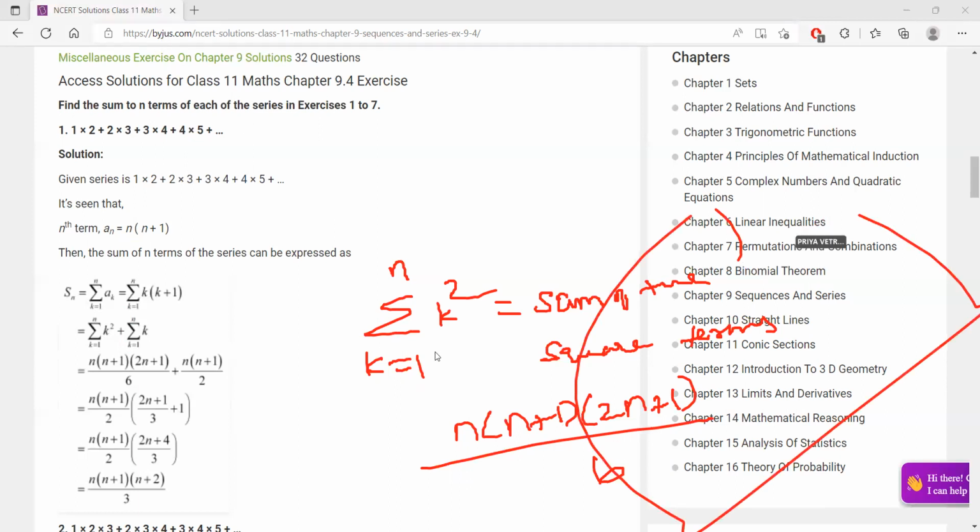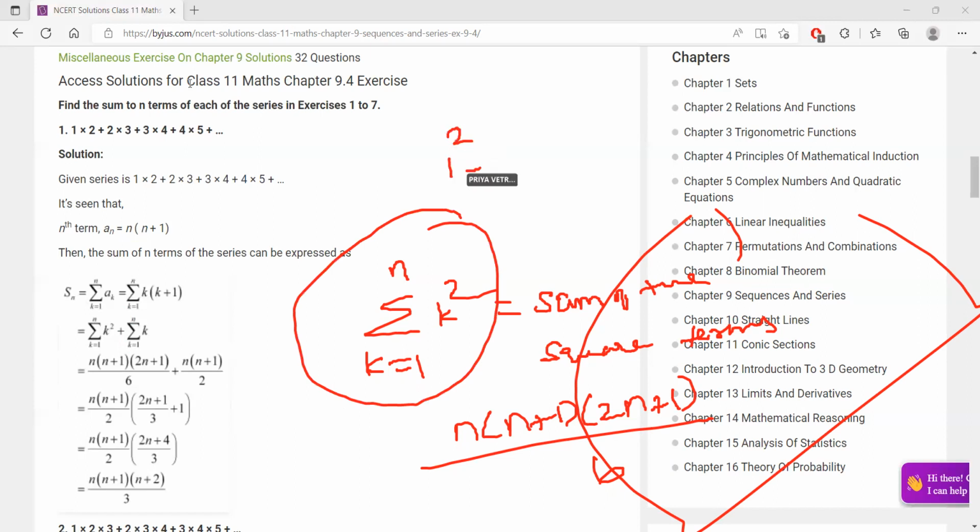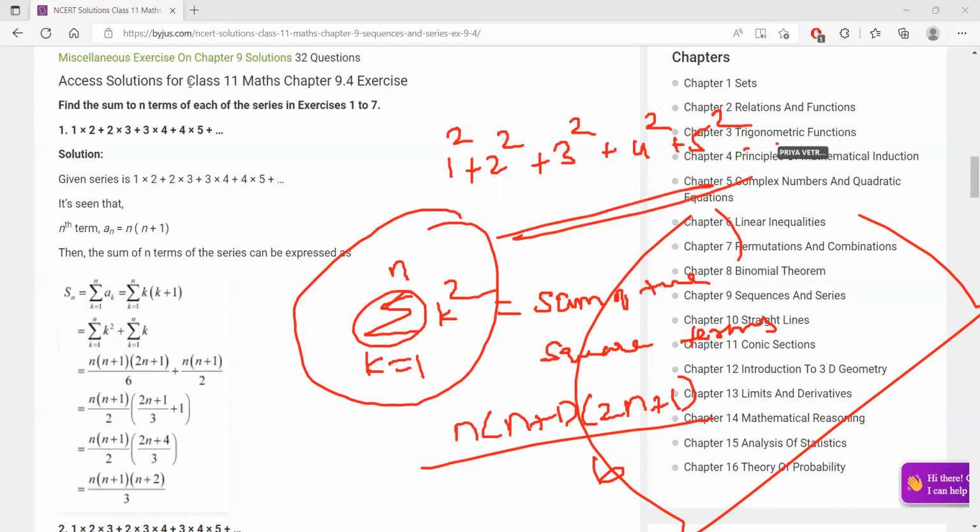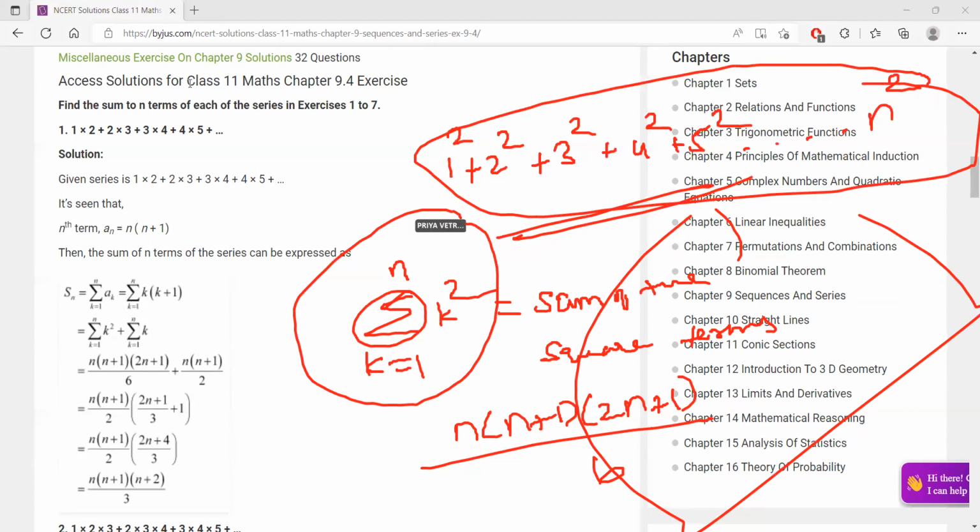Ma'am, what is this formula for? This is for the sum of the square terms, Radha. What will happen if you do the substitution in this? You will have 1 square, 2 square, 3 square, 4 square. You will add all those because you have the summation symbol here, isn't it? So this is the sum of n terms, from 1 square to n square. Can you follow? Yes.